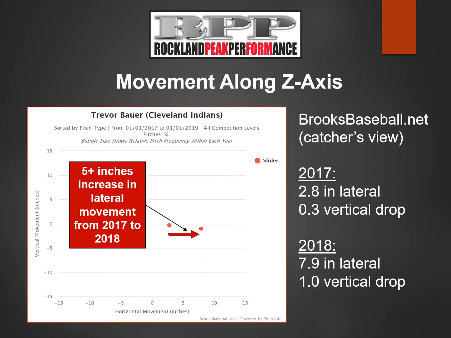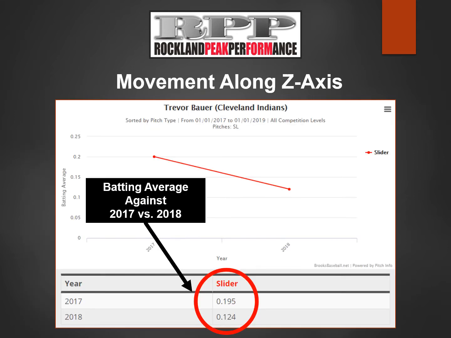Year over year, Bauer increased the lateral movement on his slider by over 5 inches, with a minor increase in the drop. That's a lot by any standard. Let's see how batters did against it. Batting average against the slider went from .195 in 2017 to .124 in 2018. To put it bluntly, a 70-point drop is pretty amazing.